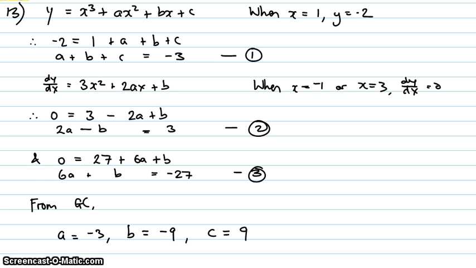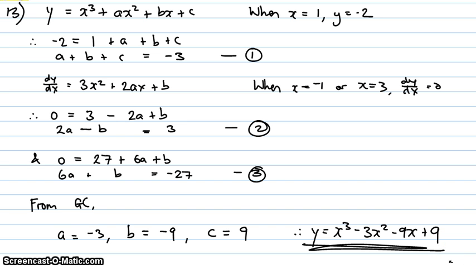Okay, so now that we've found the values of a, b, and c, we can conclude that y equals x cubed minus 3x squared minus 9x plus 9. Right, now we need to show that the stationary point when x equals 3 is a minimum point. So, what have we got?